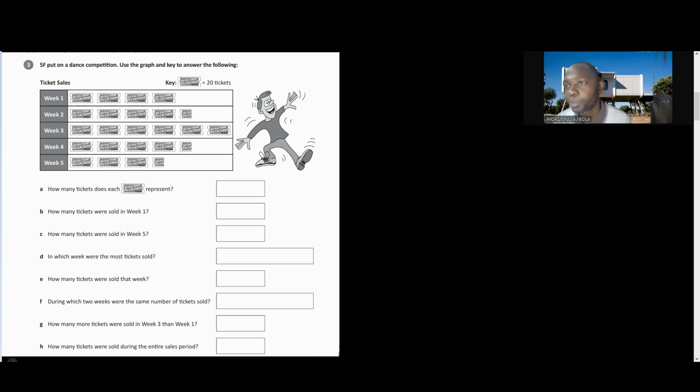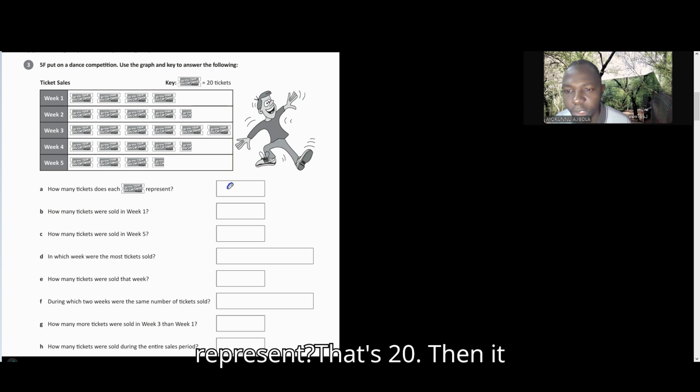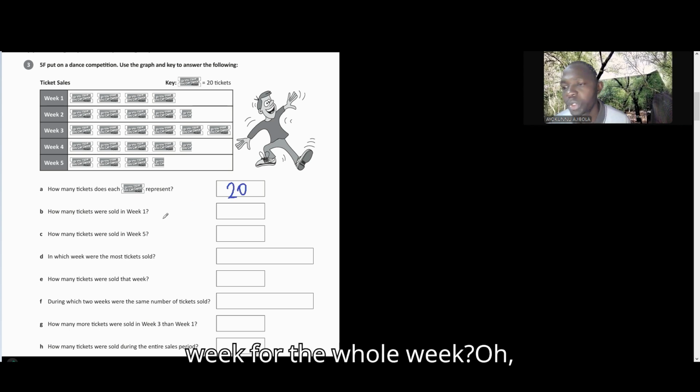So let's quickly look at this one. This one says 5F put on a dance competition. Use the graph and key to answer the following questions. So one ticket stands for 20 tickets. So how many tickets does this represent? That's 20. Then it says how many tickets were sold in week one?